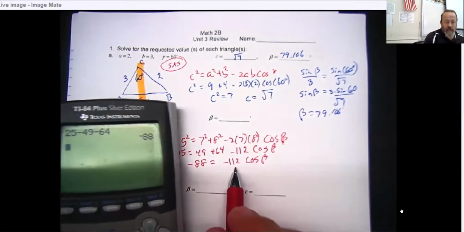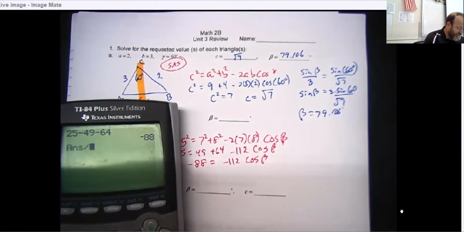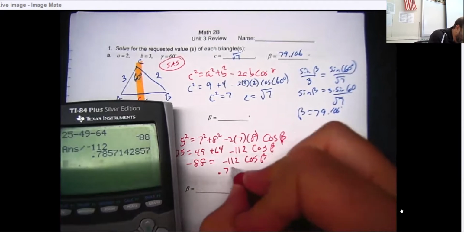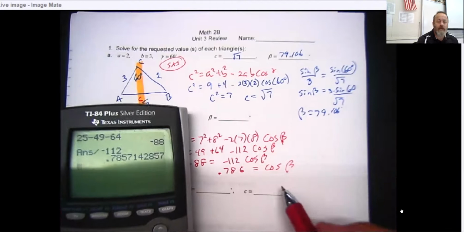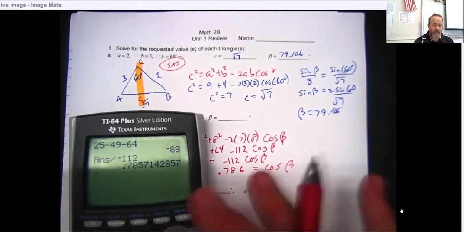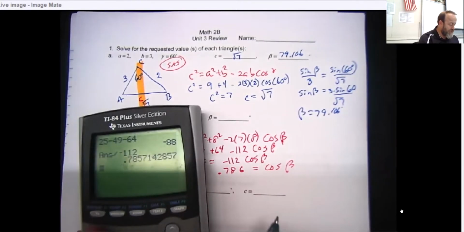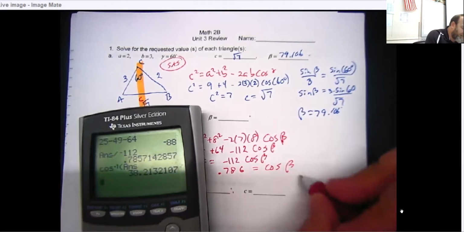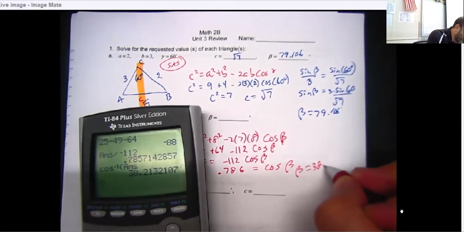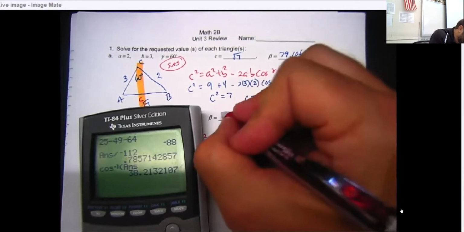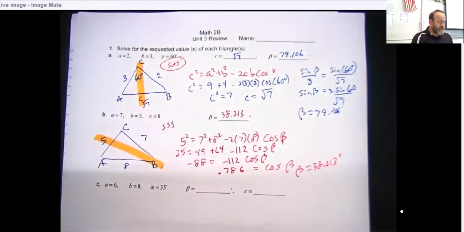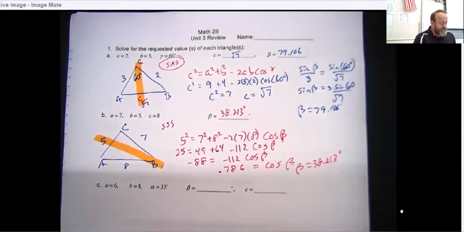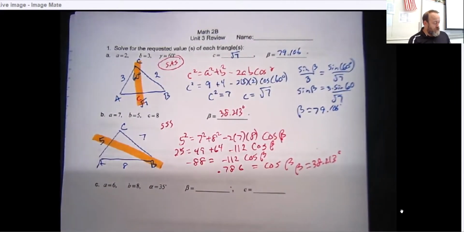Let's divide both sides by negative 112. And I'm down to 0.786. And now you'll notice that I never clear my calculator. And then if I take the inverse cosine to get the angle, I found out that the angle beta is 38.213 degrees. So that's awesome. We're kind of done with that. So those are the first two.